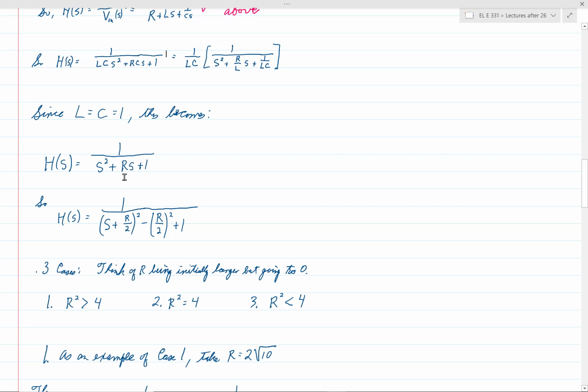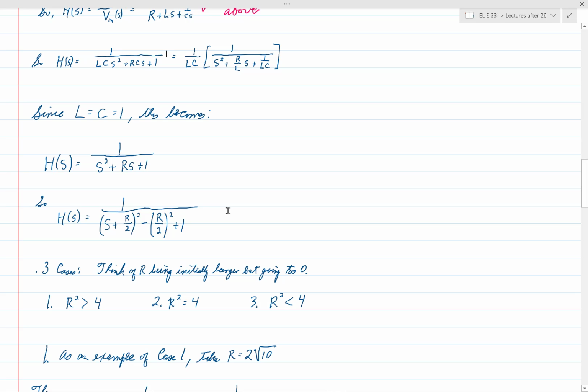We will take (S + R/2) squared, because when we square this, the first term squared gives us S squared, and then multiplying the first times the second and doubling it gives us the RS. But then we would also get an (R/2) quantity squared out of there, so we want to subtract that off and then bring down the 1. So this is another way of writing the transfer function of this system.